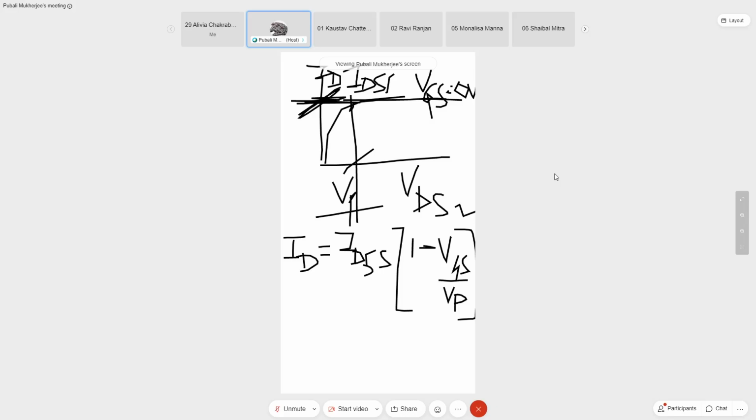ID is equal to IDSS into 1 minus VGS by VP whole square. And that is nothing but what we called Shockley's equation. Did I say it or not? Yes, ma'am. It was called Shockley's equation. S-H-O-C-K-L-E-Y apostrophe S, Shockley's equation.